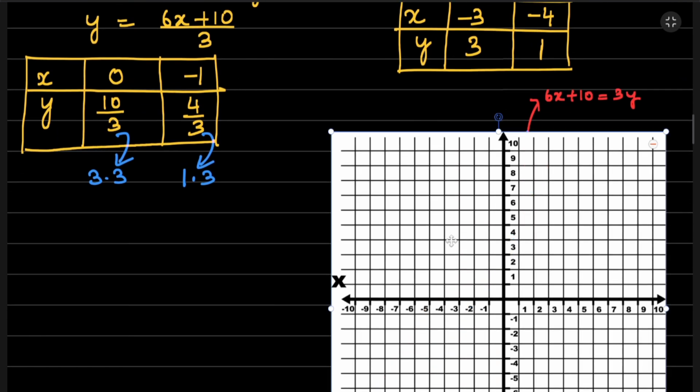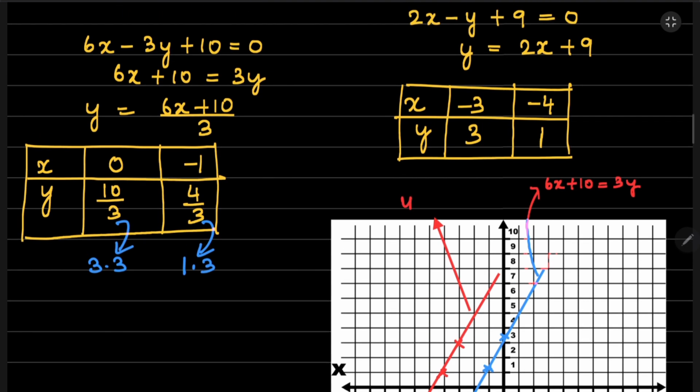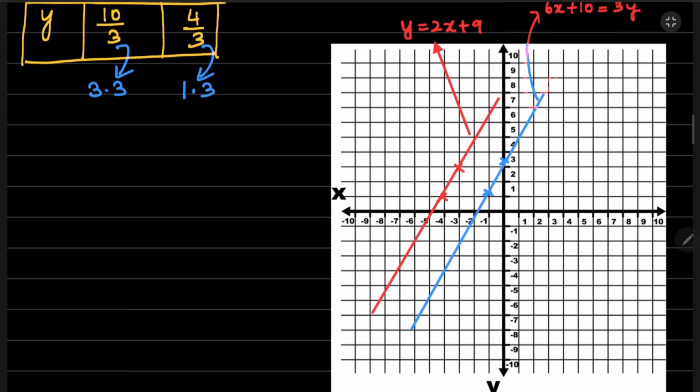Y equal to, this equation is nothing but y is equal to 2x plus 9. Always make sure whenever you're drawing a line representing a specific linear equation, always write that equation on top of the line. Okay, because the teachers will not know which line is representing which linear equation.